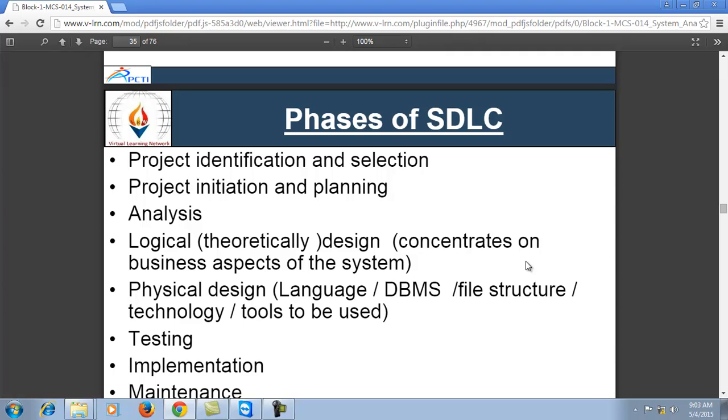Next is, when your design phase is ready with DFD, ER diagram, flowchart, process logic, tables, database, etc., it means theoretically your logical design is prepared. Now you have to focus on the business aspect of the system.